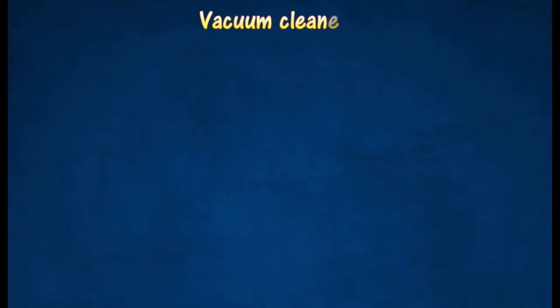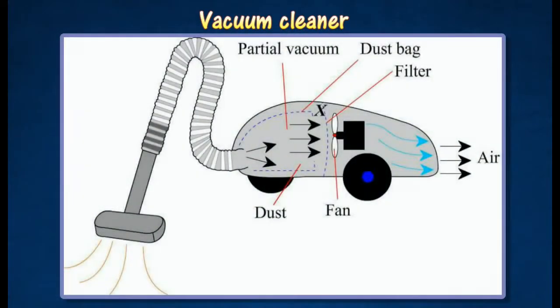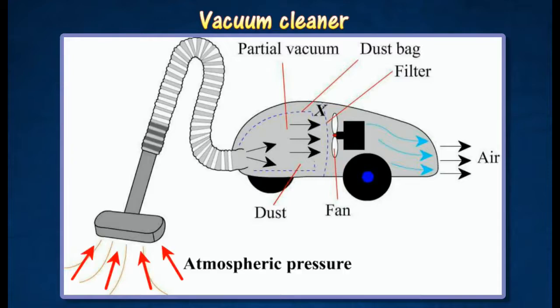A vacuum cleaner operates by applying atmospheric pressure to remove dust particles. When it is switched on, a fan sucks out a stream of air from the space X to create a partial vacuum. The higher atmospheric pressure outside pushes the air and dust particles into the space X. The dust particles are trapped in a dust bag at X, while the fast-moving air is allowed to flow out from the back of the vacuum cleaner.